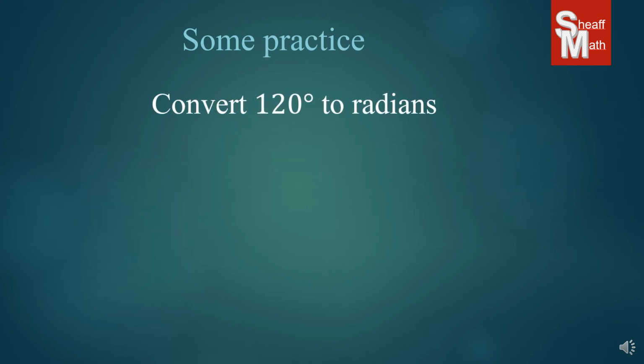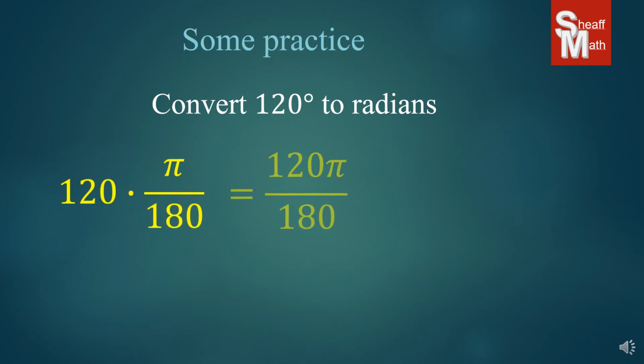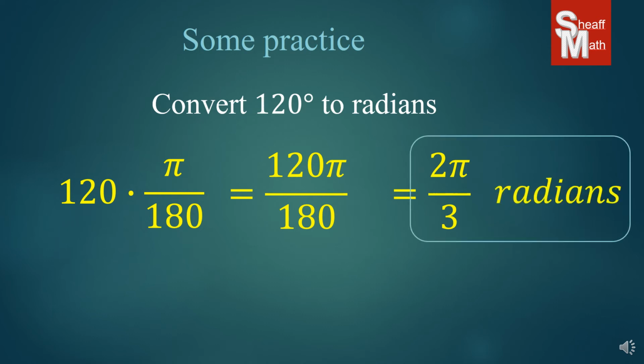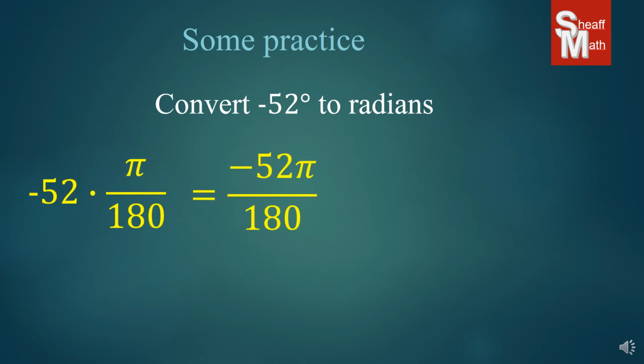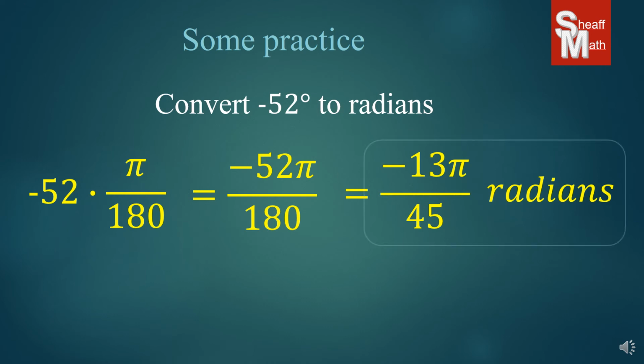What about 120 degrees? We simply multiply it by pi over 180. We get 120 pi over 180. That simplifies to 2/3, so 2 pi over 3. This is pretty easy. All right, let's just throw some random degrees out there, and we'll even do negative degrees. We multiply it by pi over 180, and we simplify it if we can, and this one does simplify to negative 13 pi over 45. And there it is. That's it.